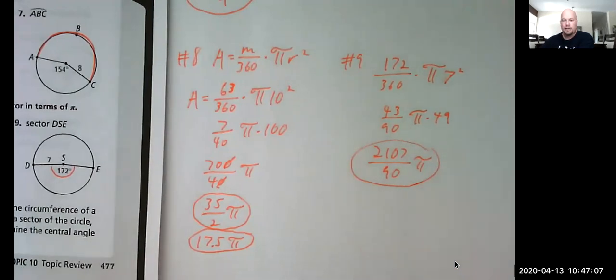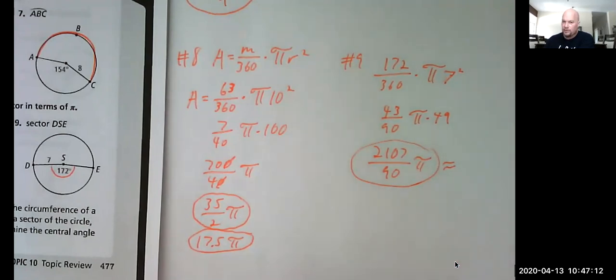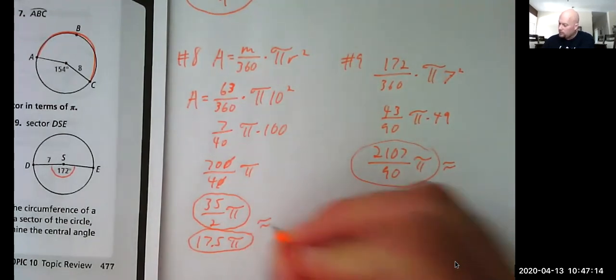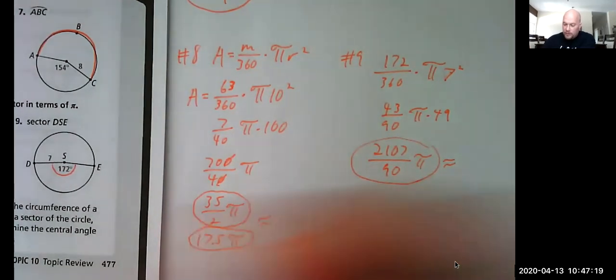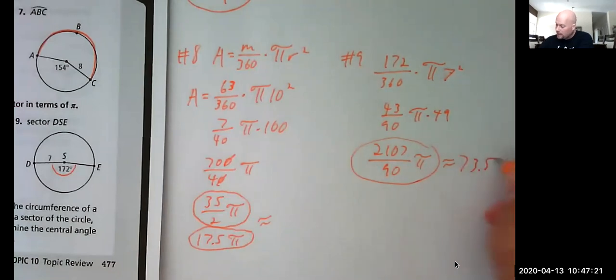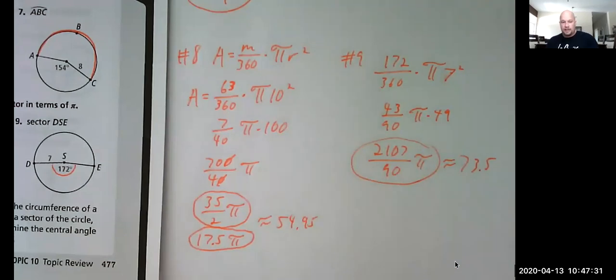Now, again, these ask for in terms of pi. If you were to not leave in terms of pi, we could have multiplied each one of these answers by 3.14. This would be 73.5. On this one, if I multiply that by 3.14, that'd be 54.95. And those would be our answers. All right, anybody have questions on those two? No?